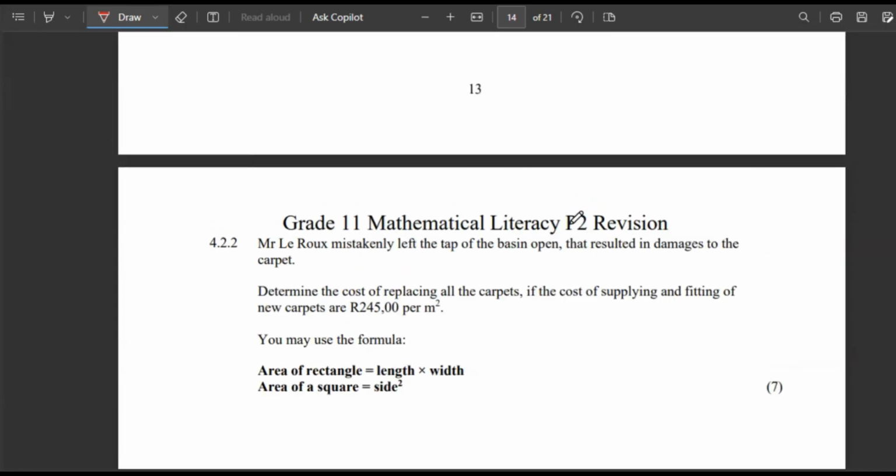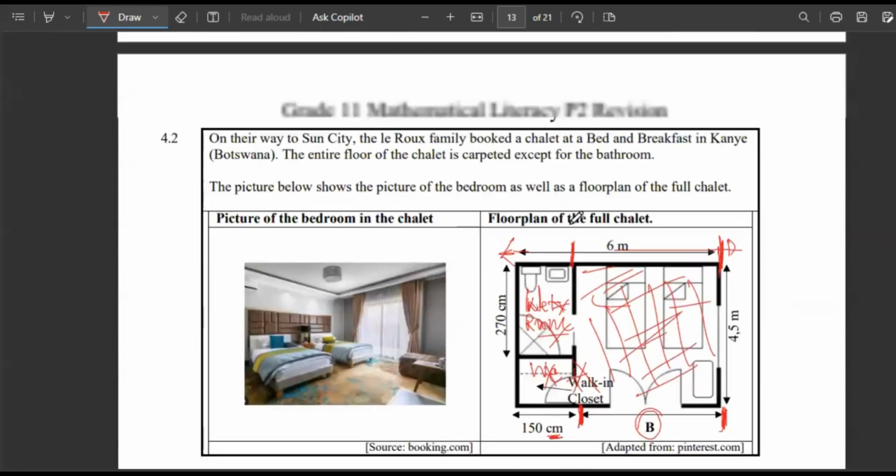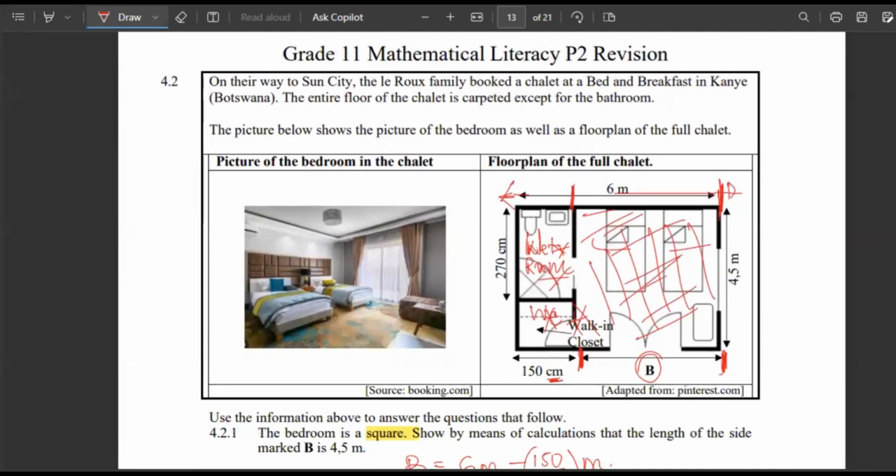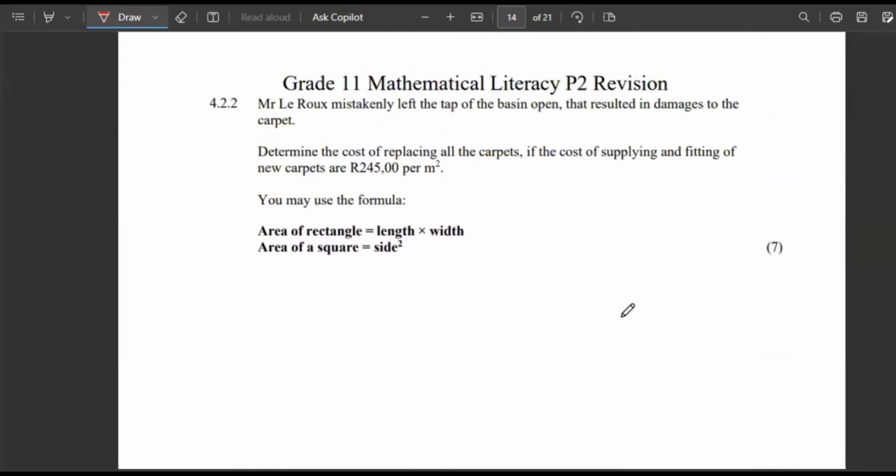Now let's go back to the scenario. They are saying the entire floor of the chalet is carpeted except the bathroom. So this one, the carpet never affected. The carpet is this other side here, the bedroom, the closet and the bedroom. So first and foremost, we shall look for the total area to be covered.